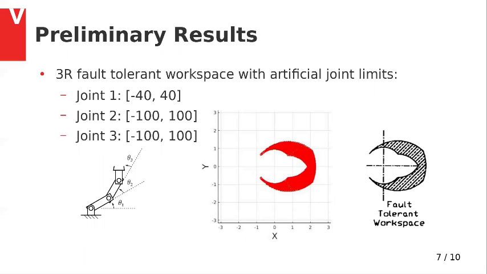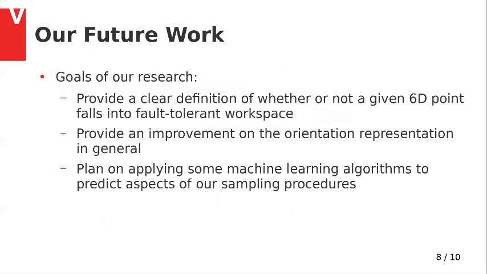So real quick, diving into what we have so far, we have some very preliminary work that we have been able to map out for the time being, at least a 3R fault tolerant workspace given the following joint limits. As we see, the ground truth is on the right and our work is on the left. So at this point, our position calculations seem to be on point.